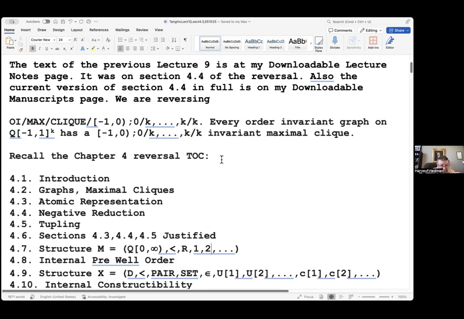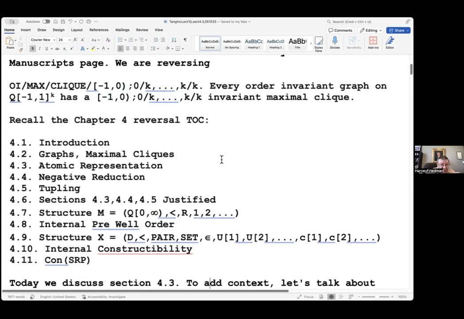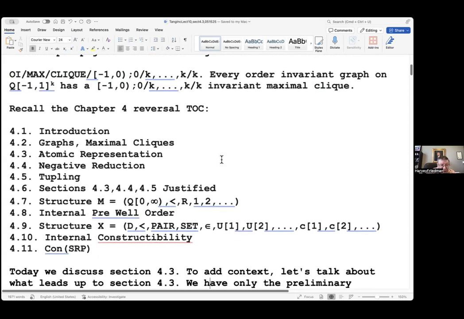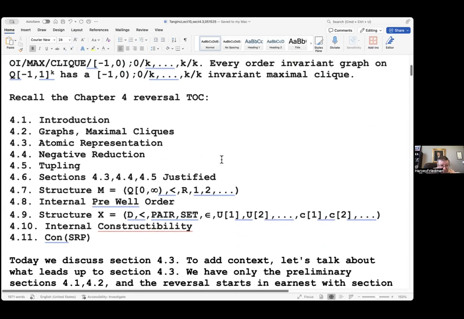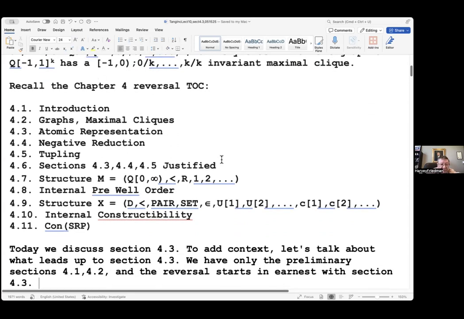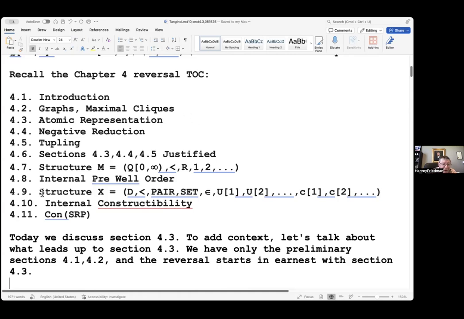Okay, so review. This is unchanged. This is the table of contents of the reversal. We've done 11, 10, 9, 8, 7, 5, 4, and now we're at 3. And 6 is a bookkeeping section designed to document that we haven't screwed up on the definition of the order invariant graph. More about this in a moment.